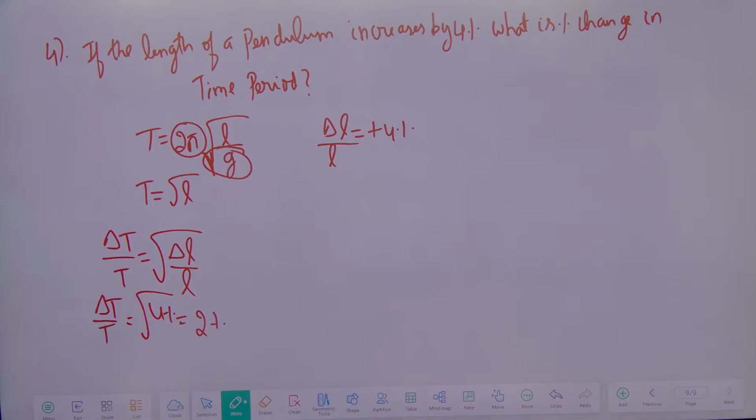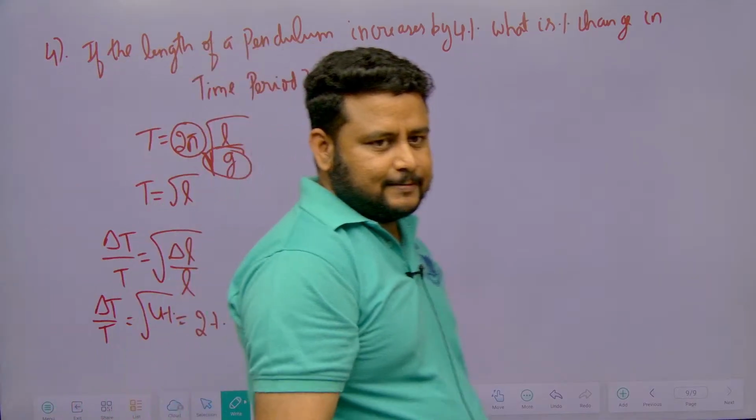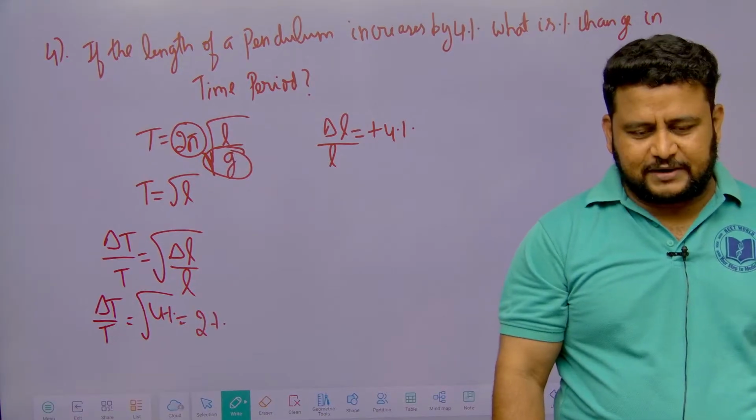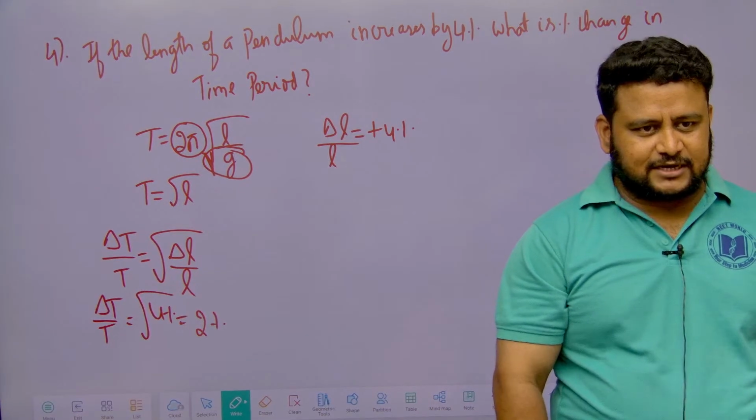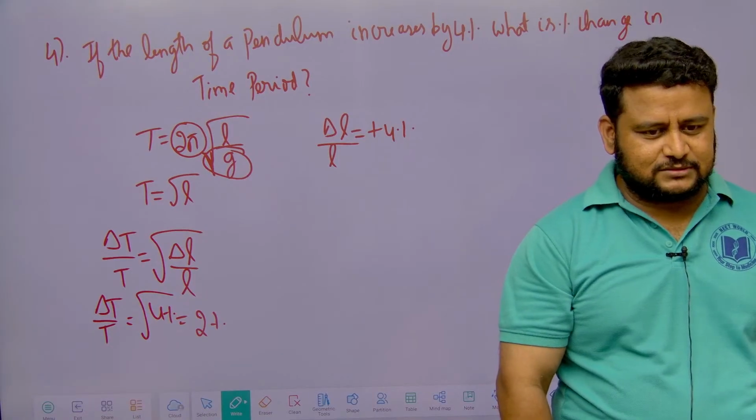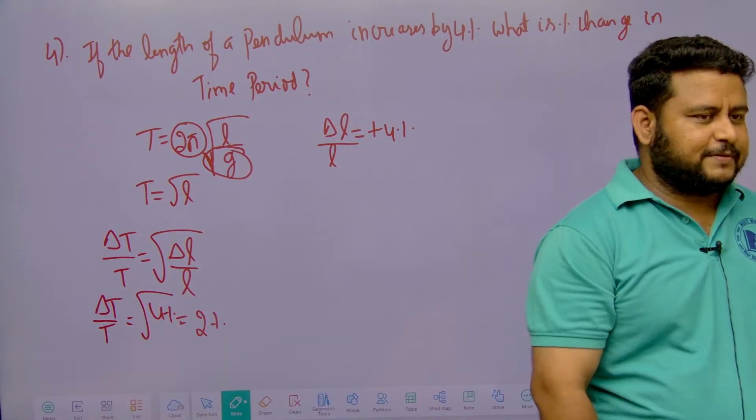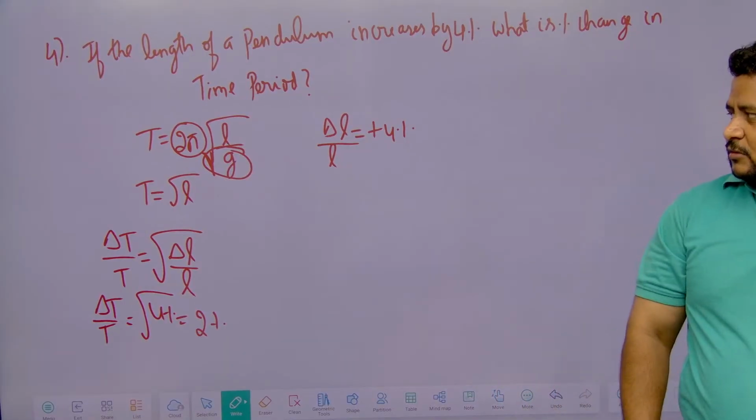That's all. Percentage change in time period is what? 2%. Very simple. Understood? The time period formula you should know, otherwise you will not be able to solve. That I cannot teach, you only have to learn the formulas. I can help you solve, but the formulas you have to learn. Time period is equal to what? Very simple formula, 2 pi into root of L by G.